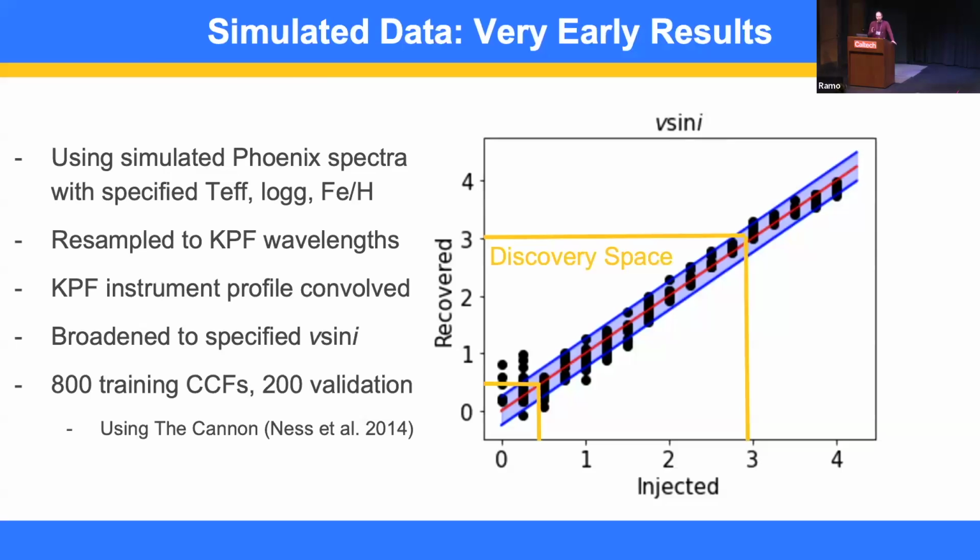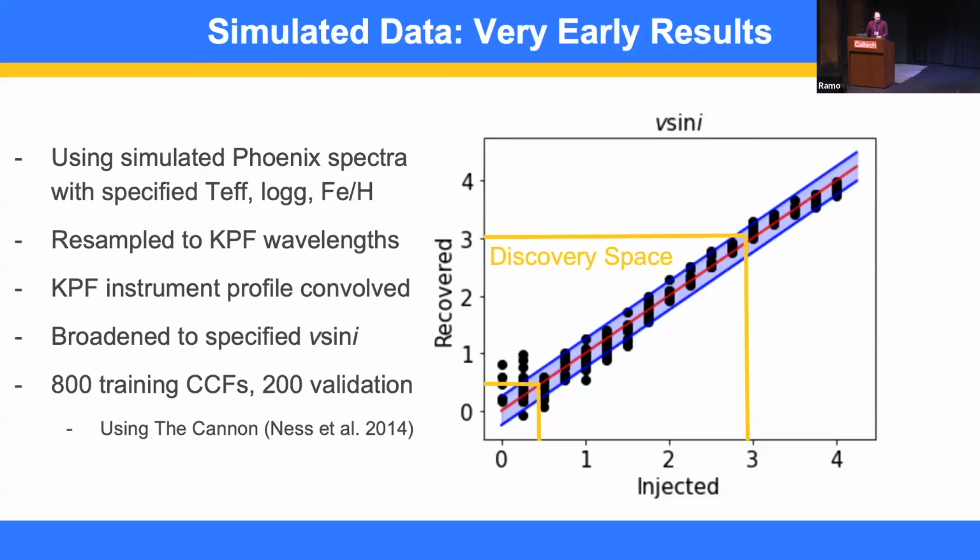And this is really pushing down into new regions of parameter space for accurate and precise V sin Is. We're particularly interested in this region below 3 kilometers per second, where other models tend to break down. Essentially, they'll kind of give you an upper limit as to what your V sin I might be if you feed it in a spectrum.